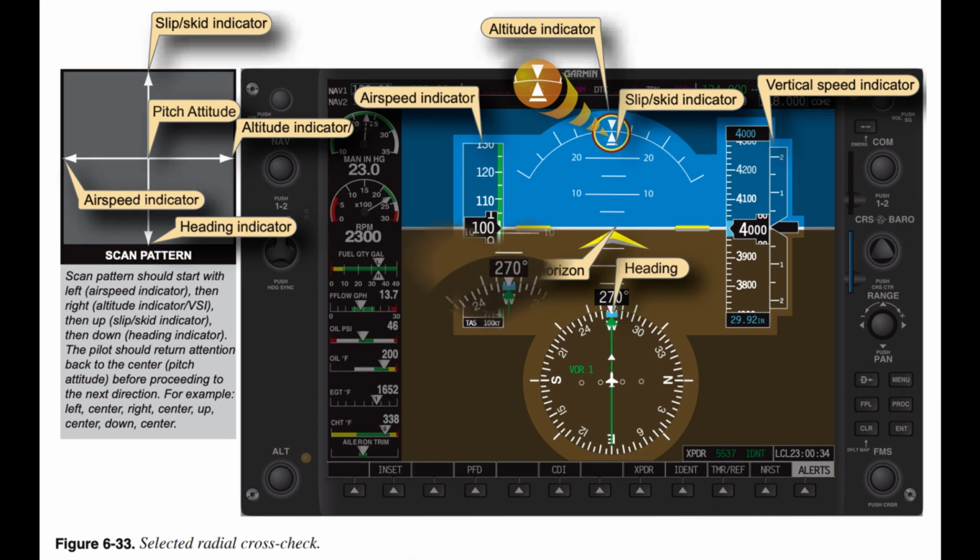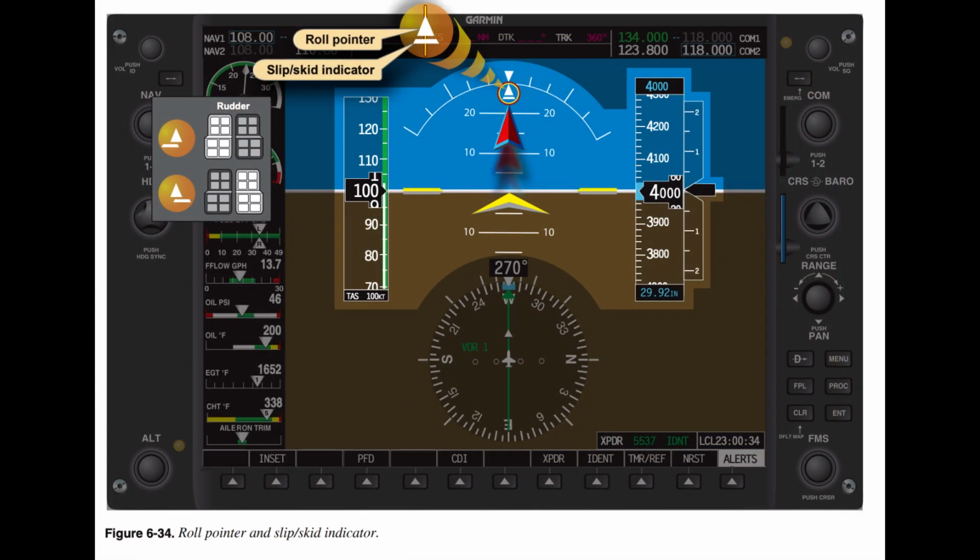Starting the scan. Start the scan in the center of the PFD on the yellow chevron. Note the pitch attitude and then transition the eyes upward to the slip/skid indicator. Ensure that the aircraft is coordinated by aligning the split triangle symbol. The top of the split triangle is referred to as the roll pointer. The lower portion of the split triangle is the slip/skid indicator. If the lower portion of the triangle is off to one side, step on the rudder pedal on the same side to offset it. Figure 6.34.